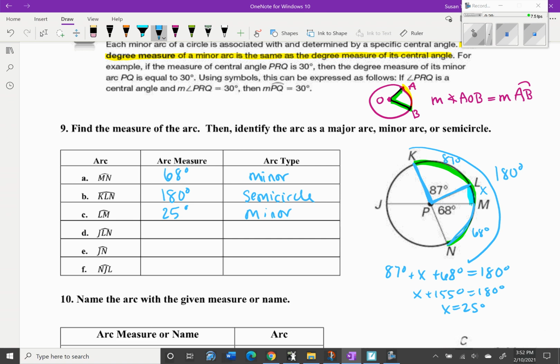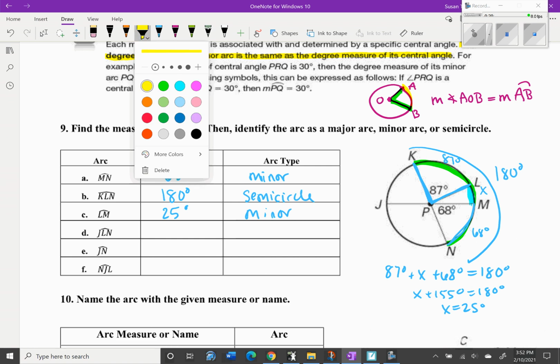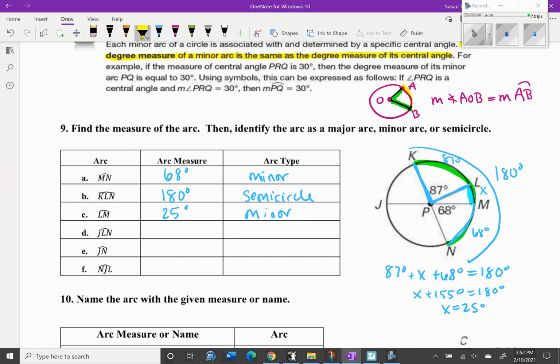And then the next one is arc JLN. So JLN would go this way. So let's go ahead and erase some of this. JLN.